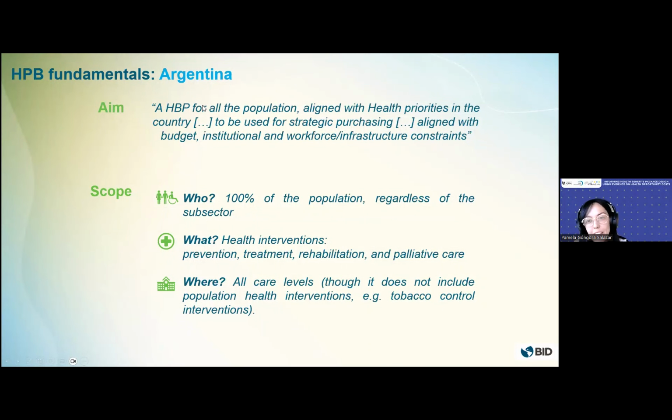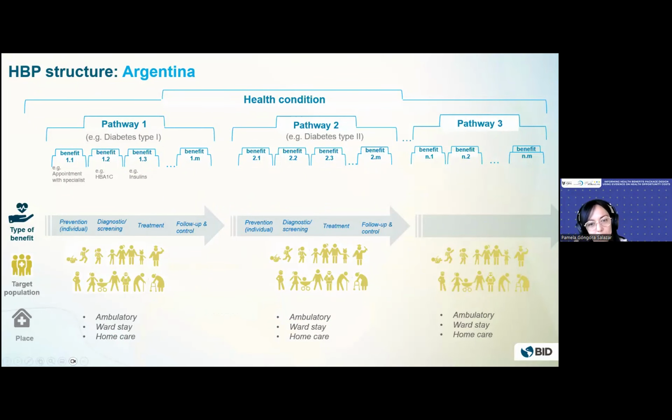And again, the definition of the aim that we're pursuing is pretty much aligned with the universal health coverage definition, right? In terms of the structure, it's also a little bit more complex. Here we are first identifying the health conditions that we want to prioritize. Then within each one of the health conditions, we identify the pathways. So for instance, for diabetes, there's one pathway for diabetes type 1, another one for diabetes type 2. And within each pathway, we're identifying the services, the interventions, or the benefits.